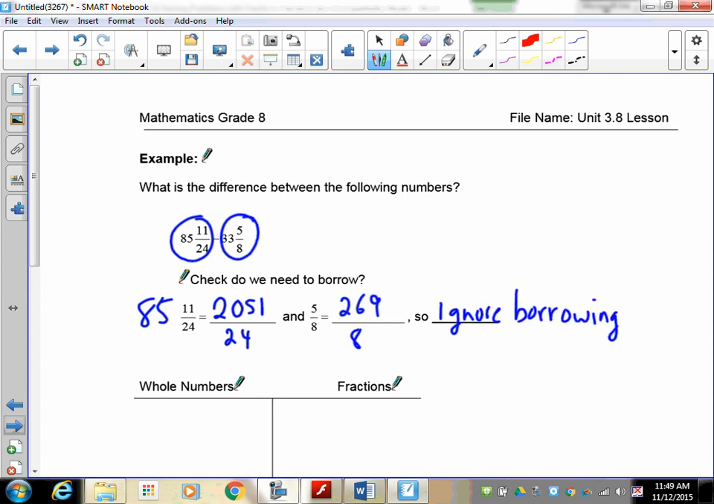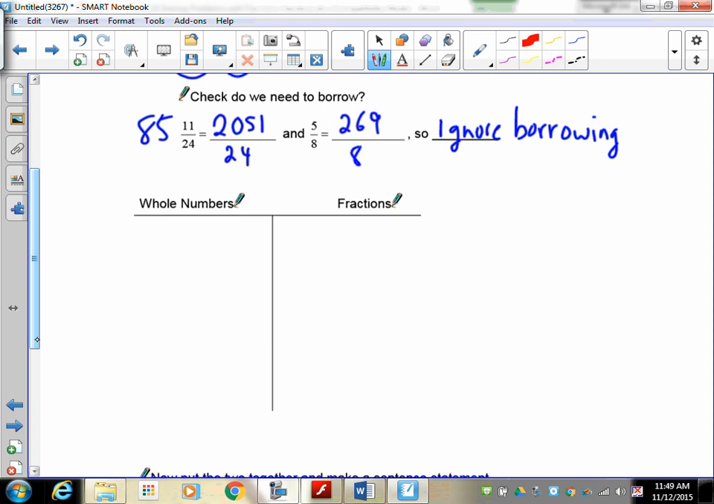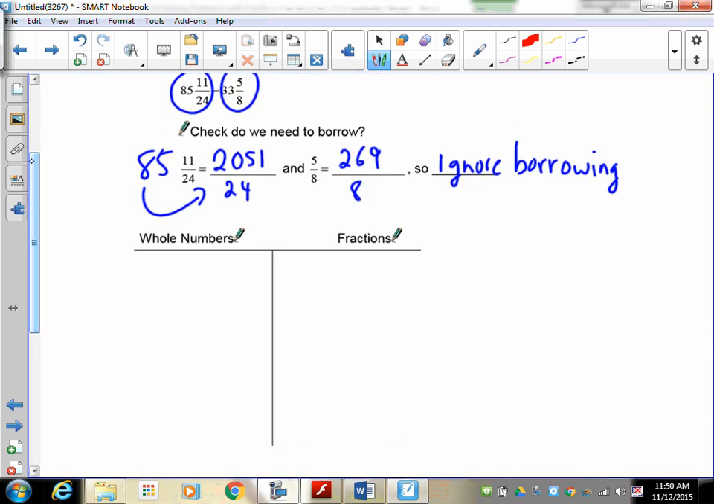Now, I've purposely chosen big numbers to make you have to use your calculator. It's a tool that's not illegal to use. So now that I've got this 85 now in my improper, and the other one, the 33 in here, there's no need to worry about your whole numbers. I just have to take 2051 over 24, and subtract 269 over 8.